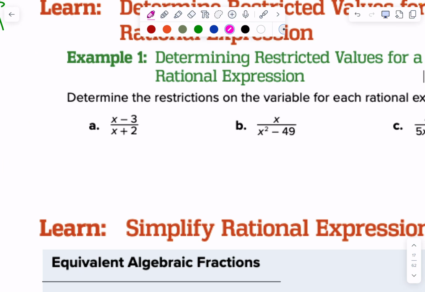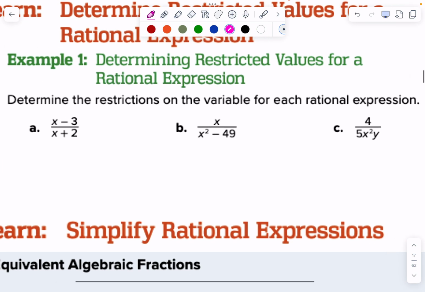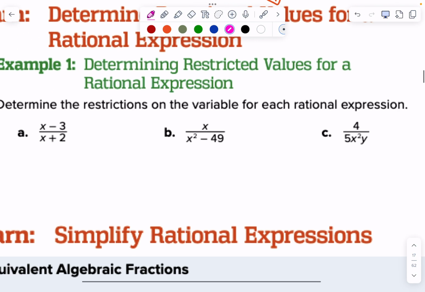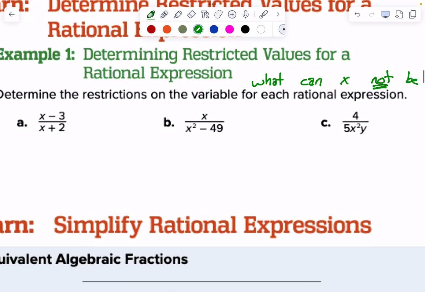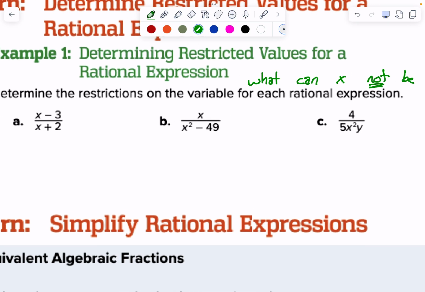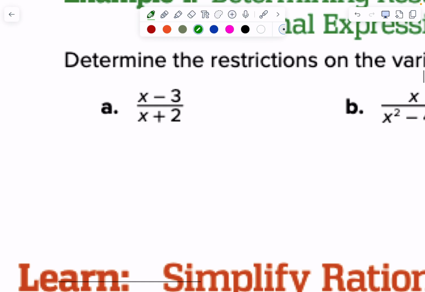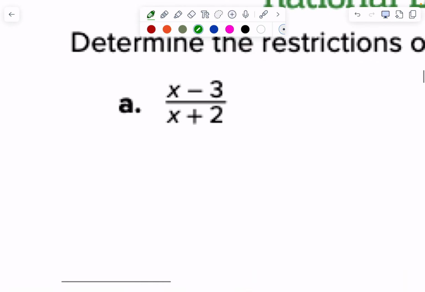Okay, let's go down. Example 1. Determine the restrictions on the variable for each rational expression. In other words, they're saying, what can x not be? Is that like a discontinuity? Okay, what can x not be? Where are we going to have problems? Yep. Now the problem is we cannot have 0 be our denominator.